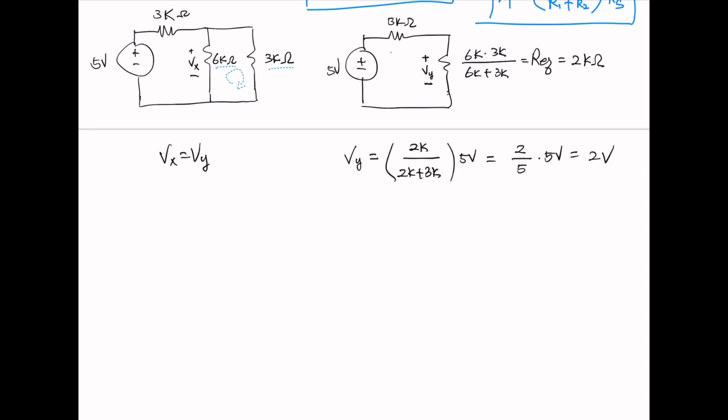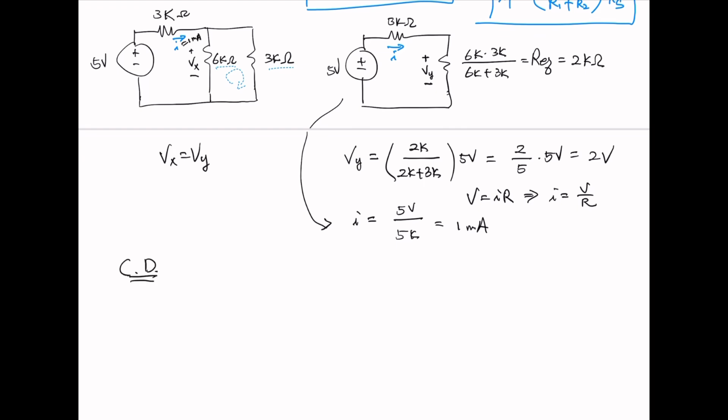Now we can verify this by finding I here. That I is the same as this I, and from V equals IR, I equals V over R. So I equals 5 volts over the combined R, 5K, and that means I is 1 milliamp. If you have 1 milliamp in here, now we can use current division on that 1 milliamp so that we can find this Ix.